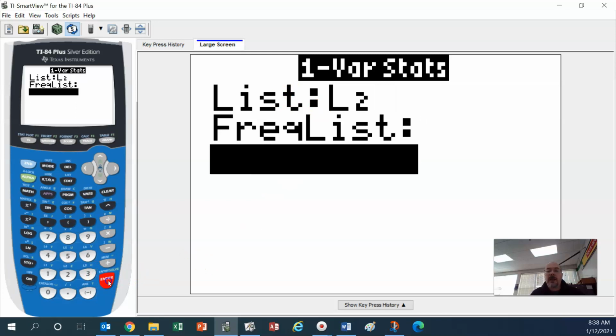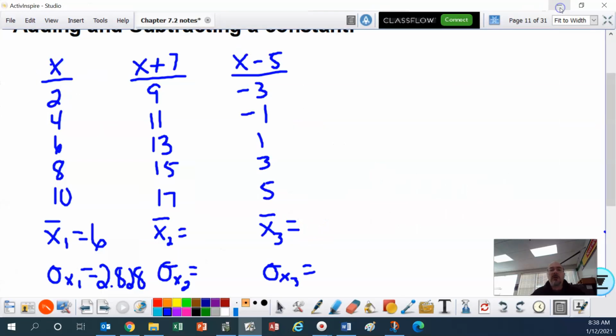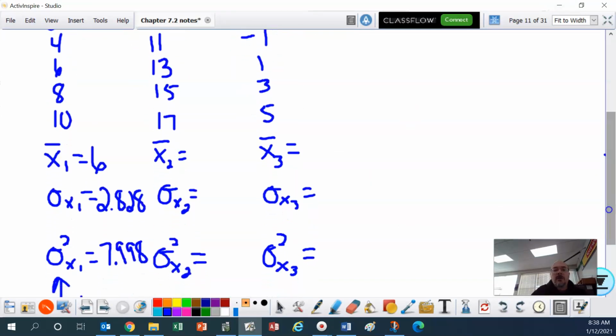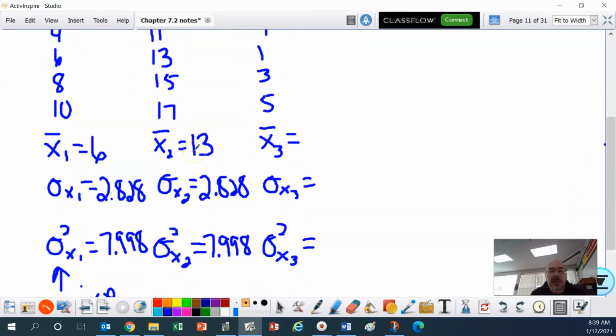So now I see that the mean went to 13, and oh look, the standard deviation did not change. The mean went to 13, and the standard deviation is still 2.828. That would mean the variance is also the same. So the variance didn't change. Now that was adding 7, and it looks like the mean went up 7. Well, that makes sense.